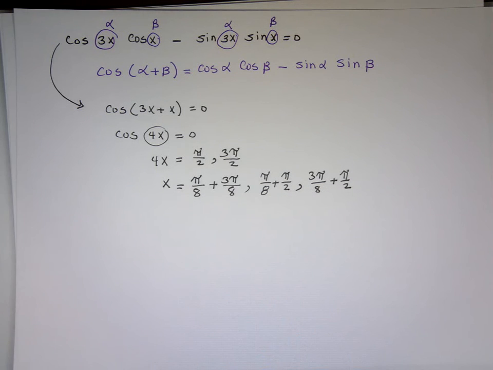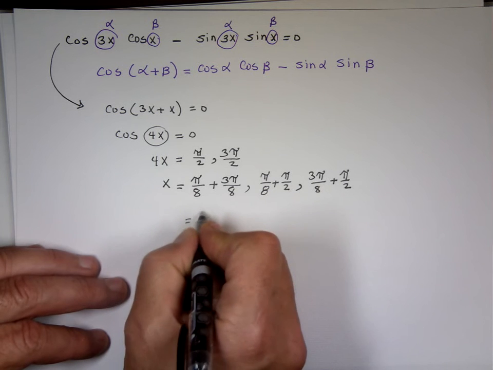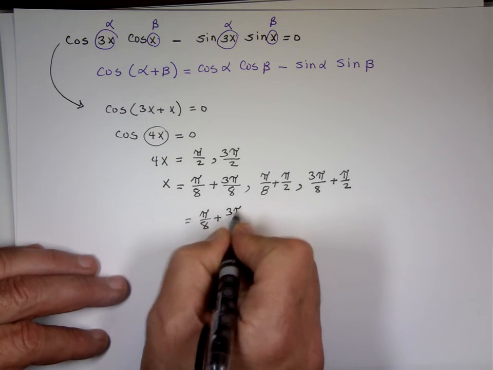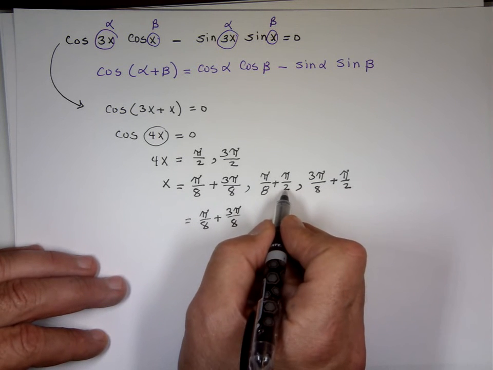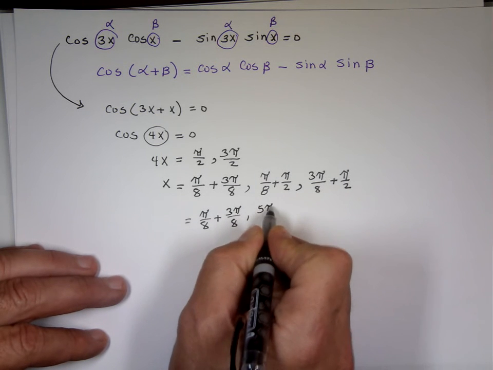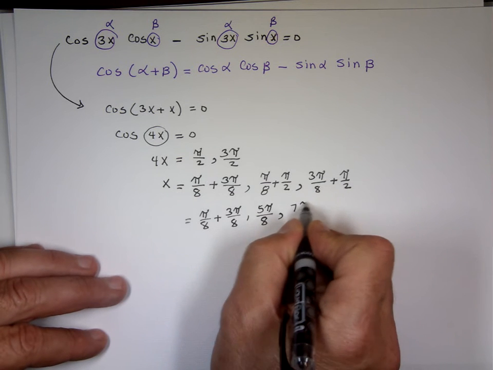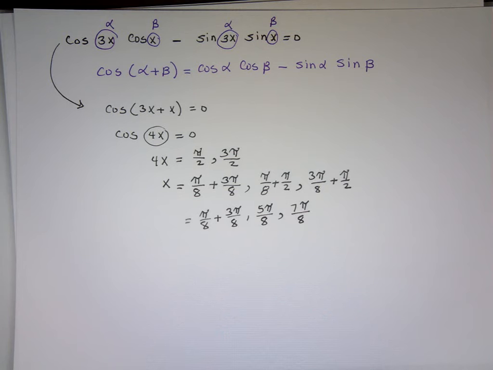Let's see what these numbers are. This will be what? 4 pi over 8? 4 and 1, that's 5 pi over 8. And 4 and 3, that's 7 pi over 8. I'm not done. Now we got the first 4.